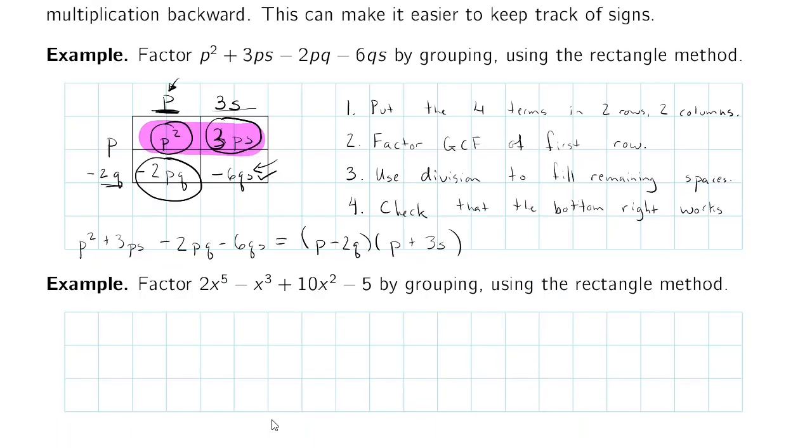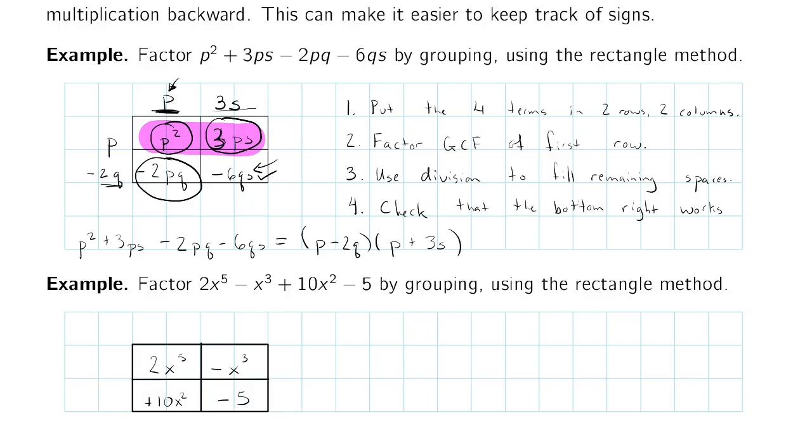So let's see another example of this process. We'll start out by making a rectangle with 2 rows and 2 columns. And then I'll copy my 4 terms, 2x to the 5th minus x to the 3rd plus 10x squared minus 5.